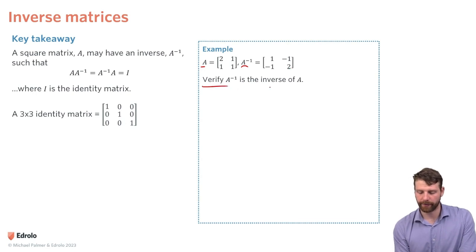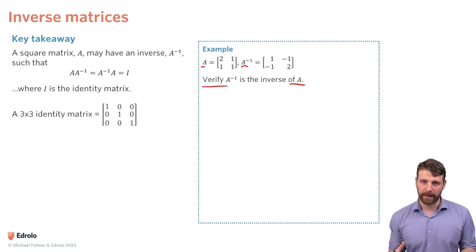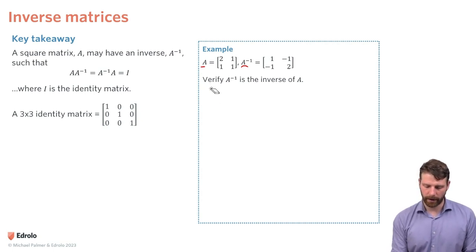And I'm going to verify that A inverse is the inverse of A. The way I'm going to do that is I'm going to multiply them, and I'm going to show that it gives me the identity. So let's do that. I might write this out.